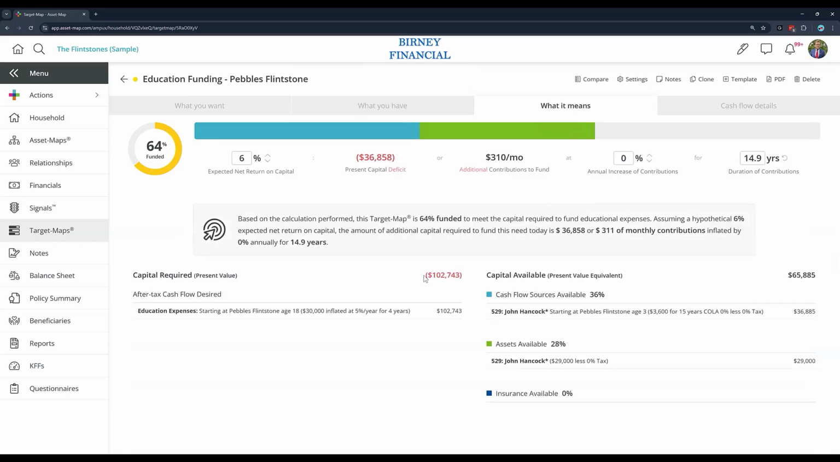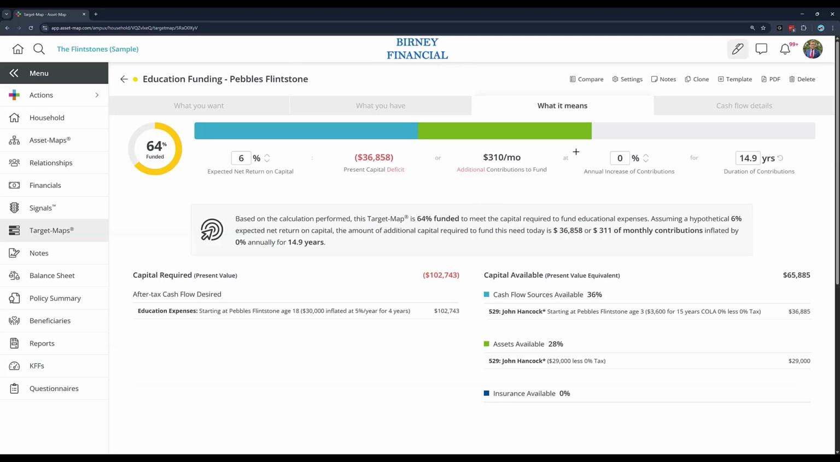Now, what does it mean? Well, I need about 103. I have about 66. My deficit, therefore, is just about $37,000. Now, again, not the end of the world, the beginning of the conversation. This section up here is like a scratch pad. Take it with a big grain of salt.